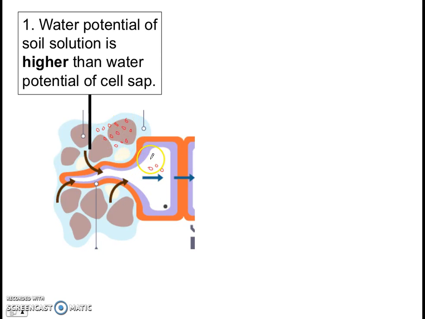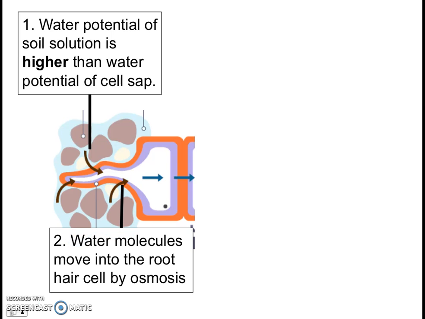Right, this is because the cell sap has a very high concentration of mineral salts. So what happens now? Well, from what you've learned about osmosis, you should be able to say that water molecules now move into the root hair cell by osmosis. Right, from a region of higher water potential to a region of lower water potential. So water will move into the root hair cells by osmosis.